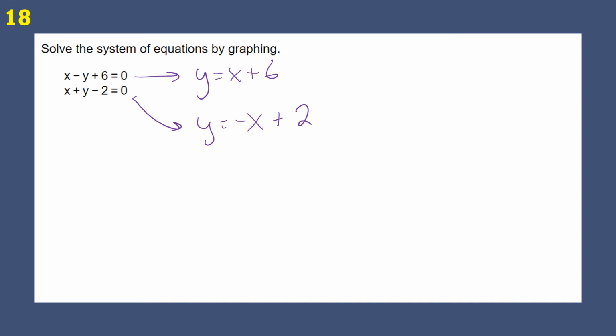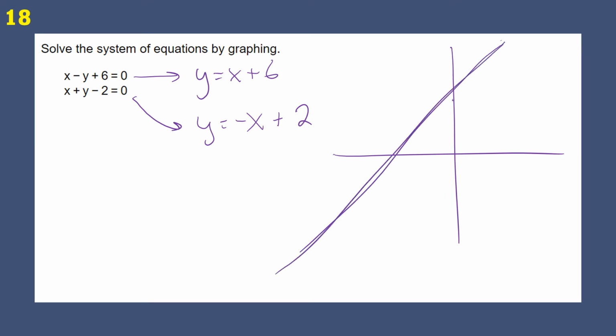And so if we're going to solve it by graphing, what we do is we go ahead and graph each of them. And then we find the point of intersection. So I'm going to go up 6, 1, 2, 3, 4, 5, 6, and then have a slope of 1. The second one says we go up 2, and we have a negative slope of 1. And so we intersect here. Now, if I was doing this on graph paper or using a graphing calculator, I get the right answer.